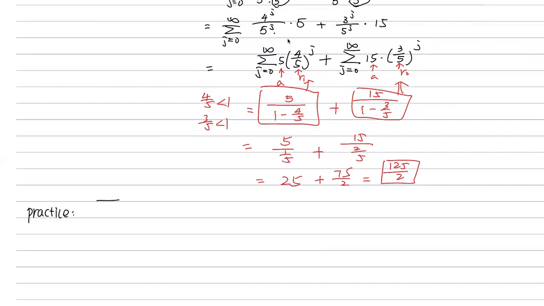So we're going to do summation, j go from 0 to infinity, 4 to the, oh, you know what? Let's just do the practice at the end.